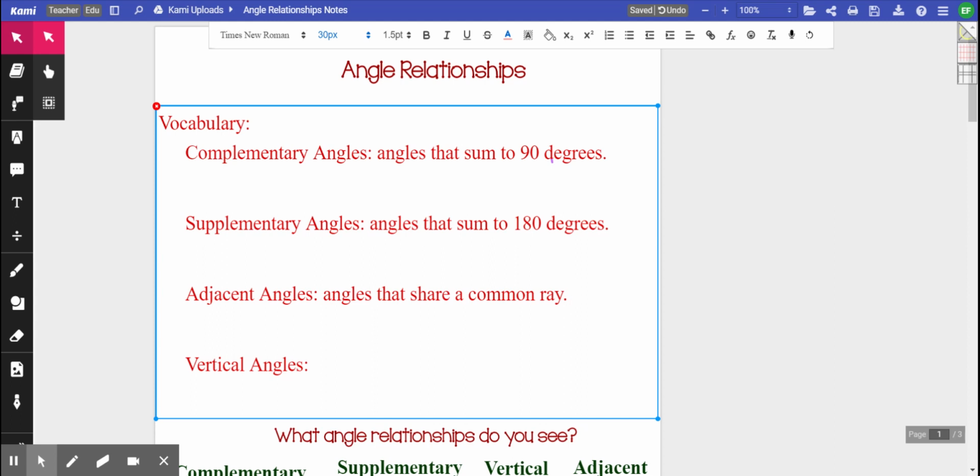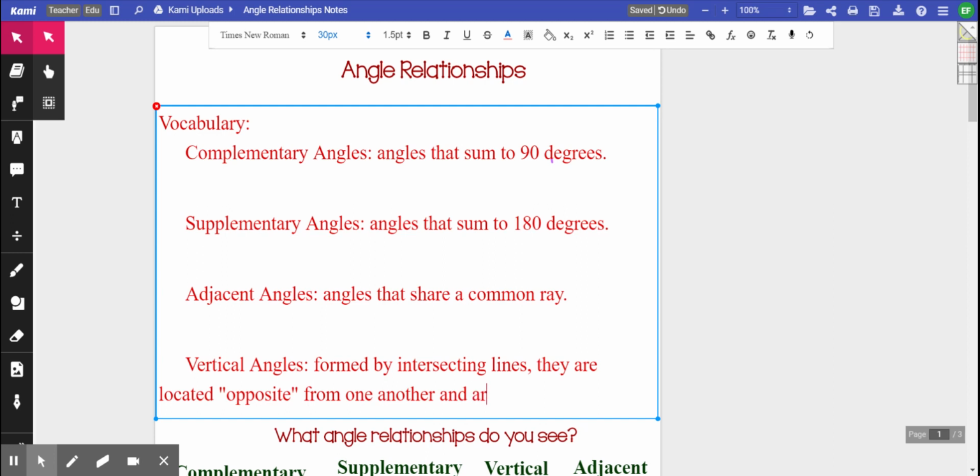a little diagram. Let's just get that last vocab word in here, which is vertical angles. So vertical angles are always congruent to each other. They're always equal, and they're formed by two lines that intersect each other. So formed by intersecting lines. They're located, I'm going to put opposite from one another, and are always equal.